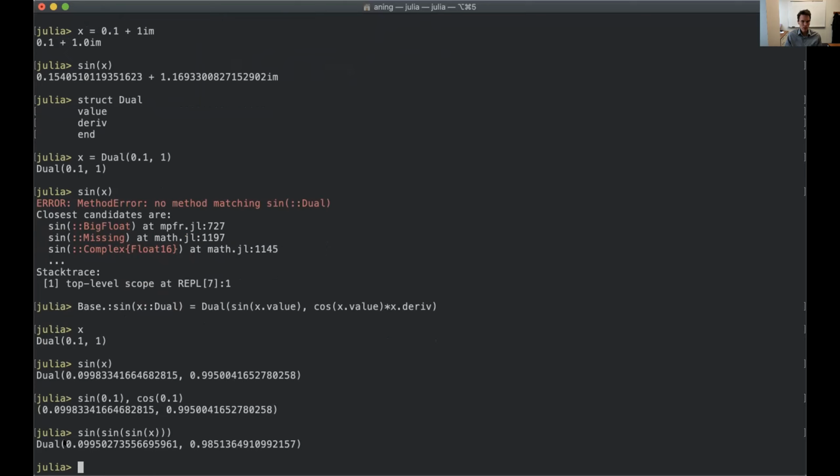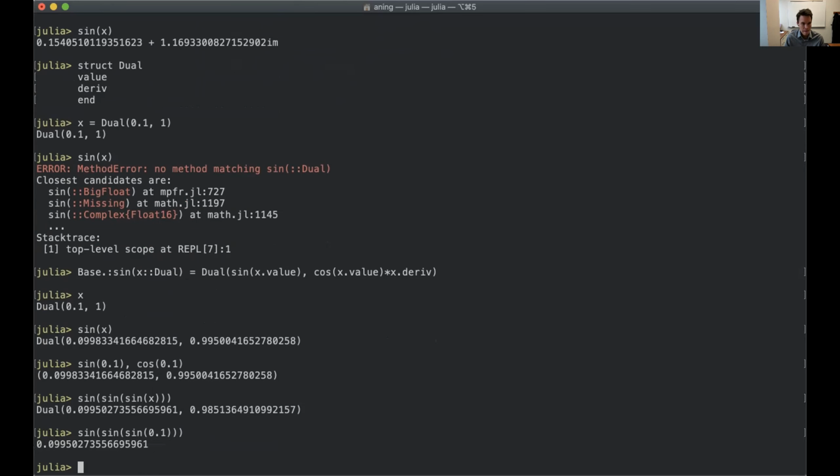Hopefully. So this part here should be the sine of the sine of the sine of 0.1. That's what I want it to be. And indeed it is. This number is exactly the same as this number, so it didn't touch my function value. That's good. This should be the derivative of this expression with respect to x evaluated at 0.1.